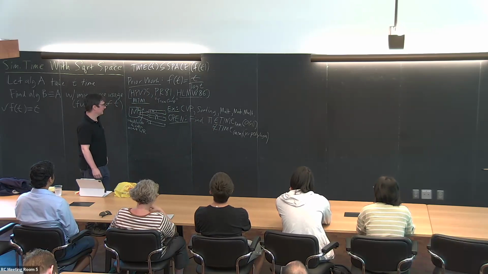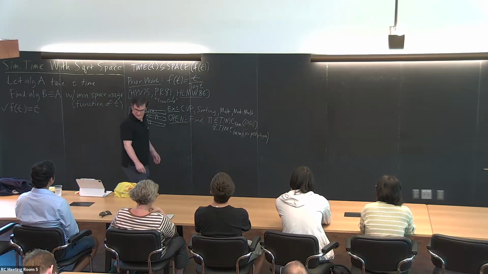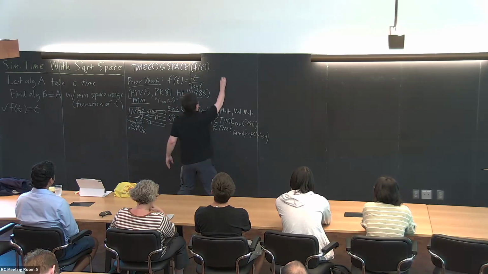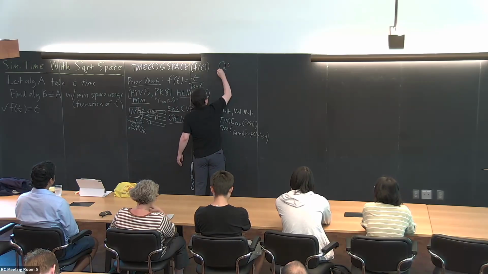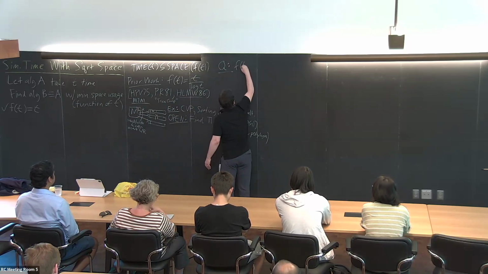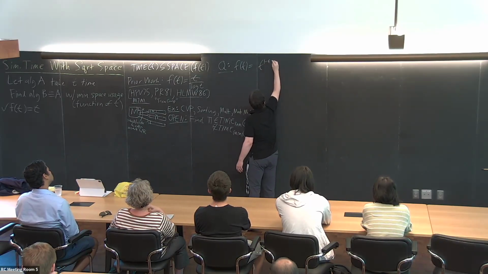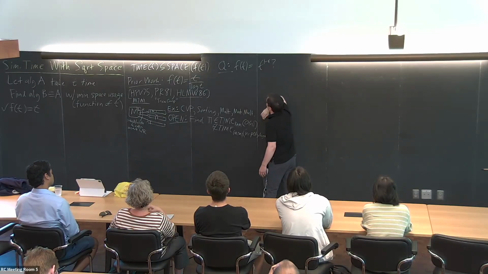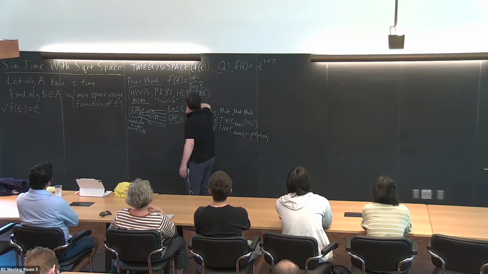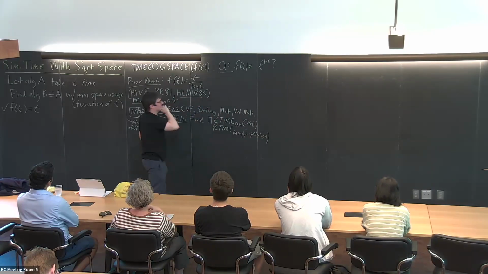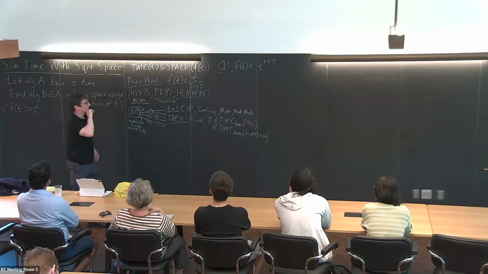So a question that people asked was whether this f of t could be made smaller, like t to the 1 minus epsilon for some epsilon. I guess for a long time it was conjectured. This is not the case.